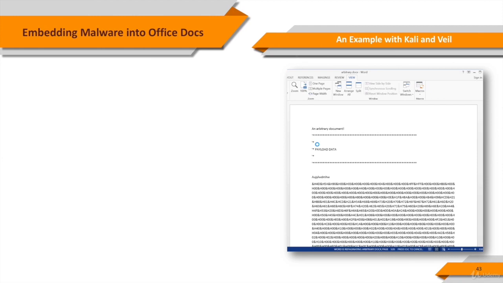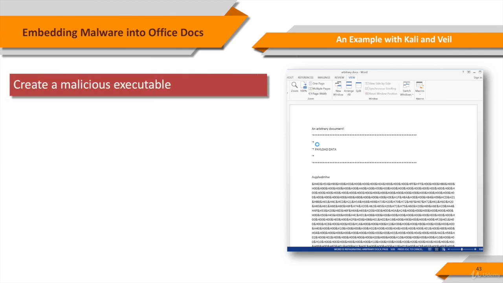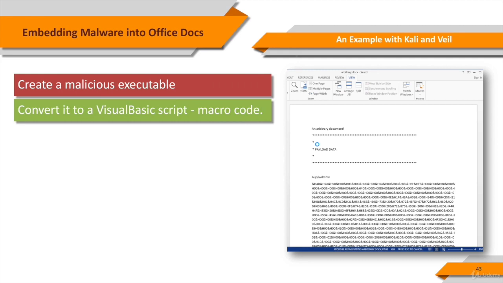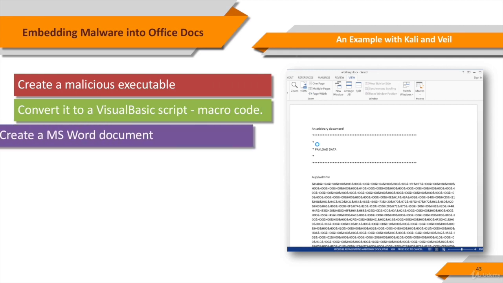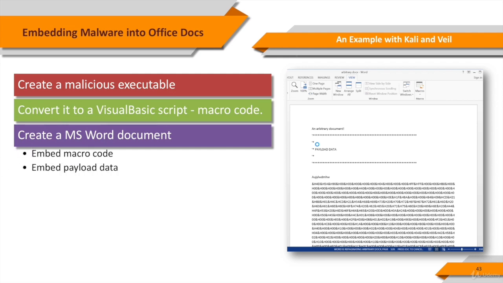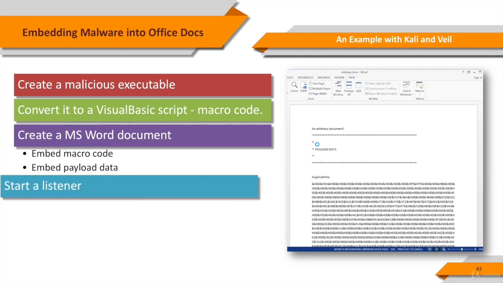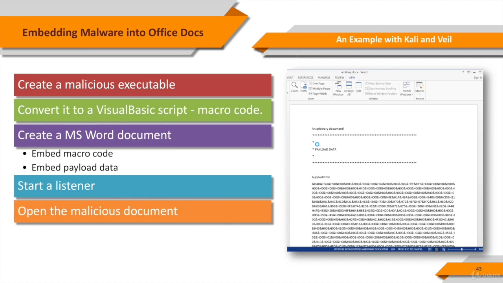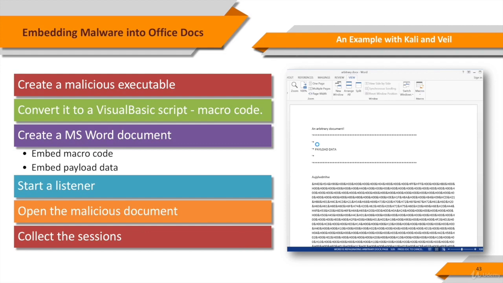The steps of this example will be: creating a malicious executable, converting the malware into a macro code which is ready to be embedded into an Office document, creating the Office document, embedding the script code as a macro, and concatenating the payload as text. Starting a listener to listen to the sessions of the victims who open the Office document. Opening the document as a victim. Collecting the session as the attacker.